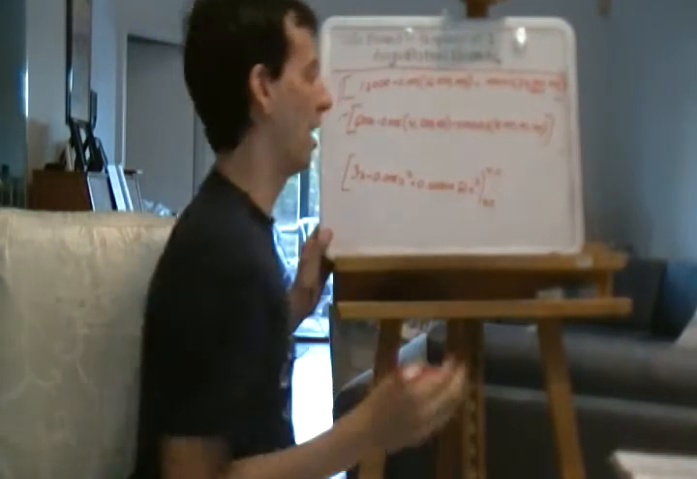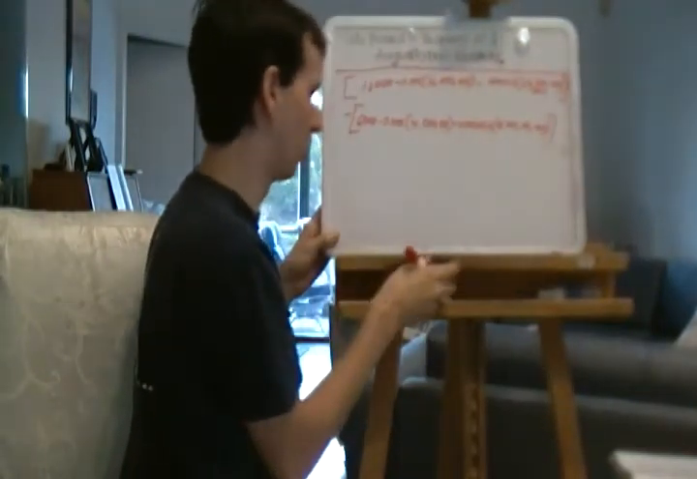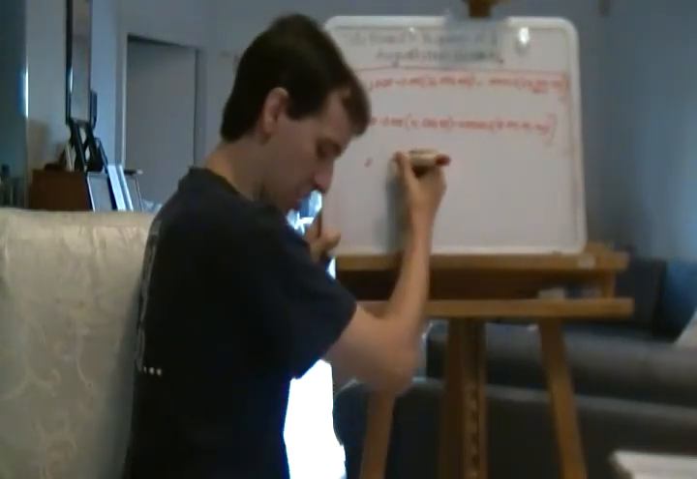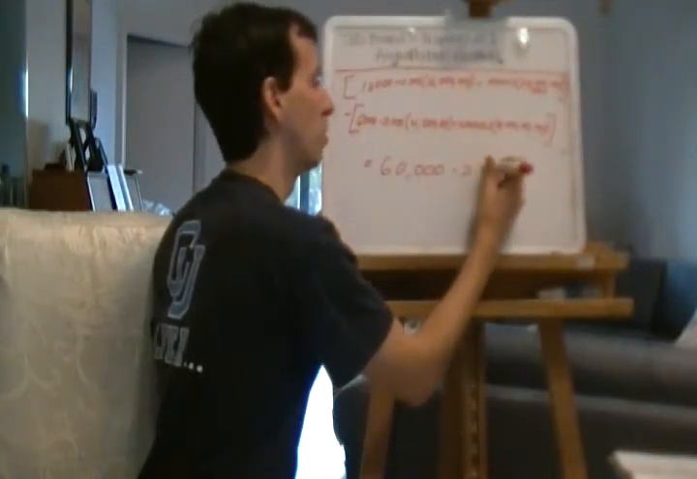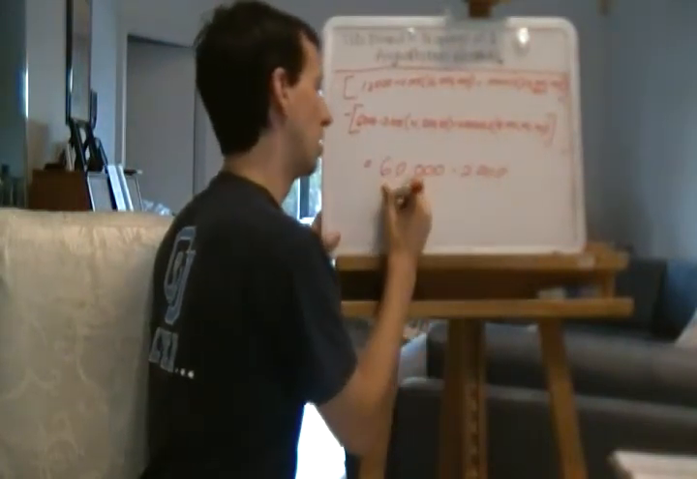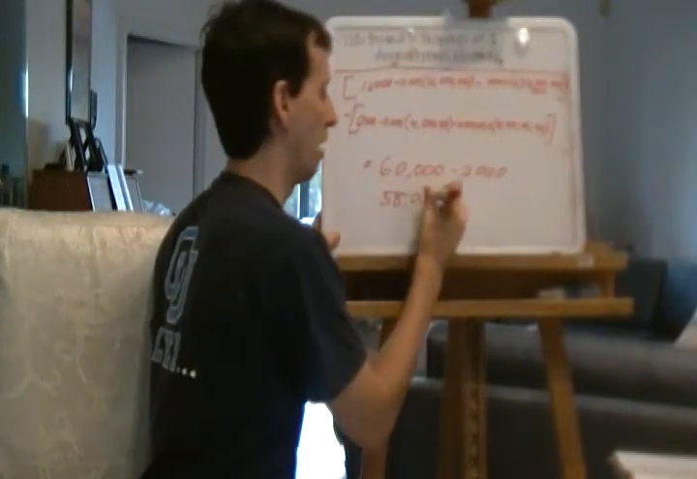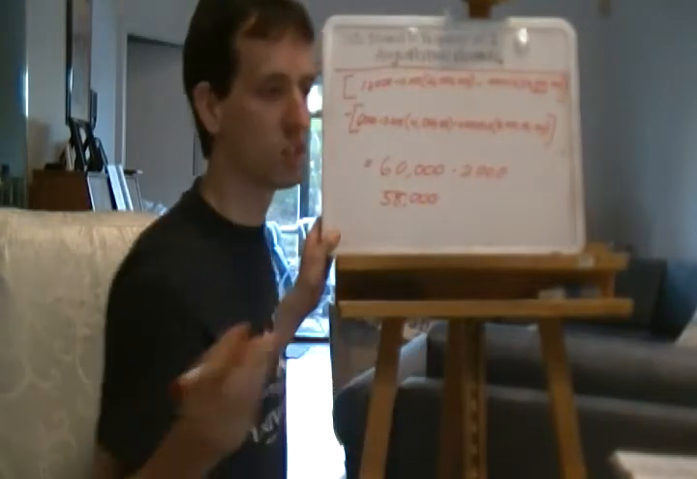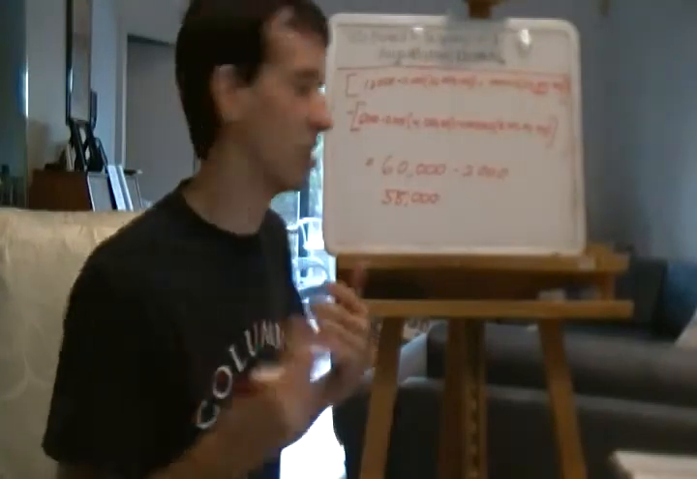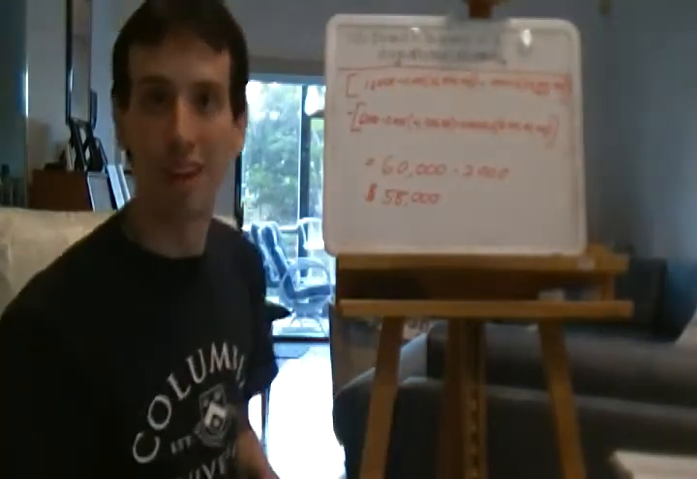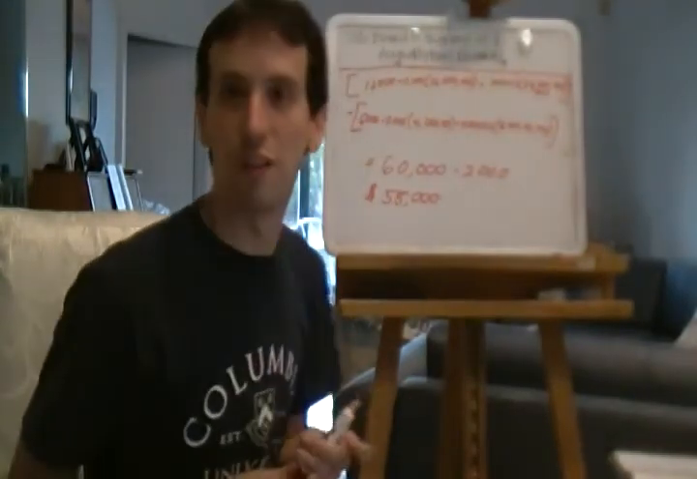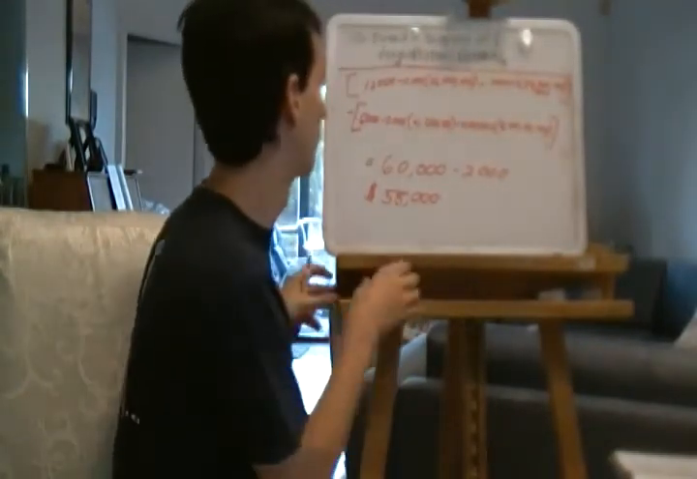If you do all the arithmetic there, you'll find that you're really just looking at 60,000 minus 2,000, which yields 58,000. And since we're talking about the cost, the increase in cost, the unit of cost is dollars. So there you go. The answer is $58,000.